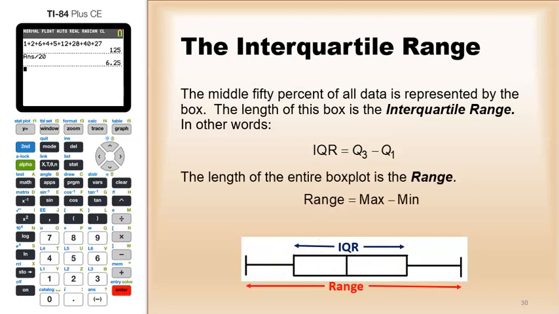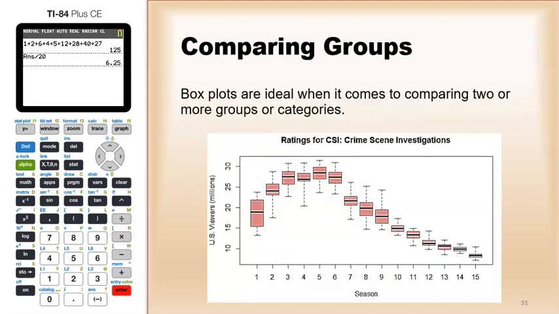The entire length is the range, the max minus min. So you can see that we have the lower quartile, upper quartile, median, max, min, interquartile range. Box plots have a lot of information in a very simple graph. One nice thing about box plots is that you can easily compare many different groups at once.